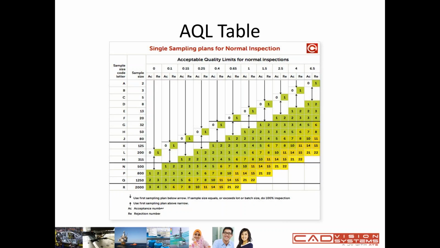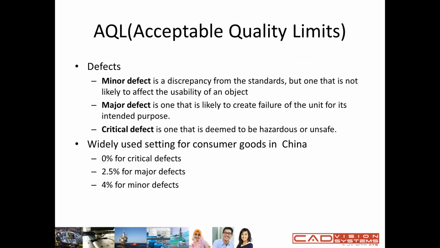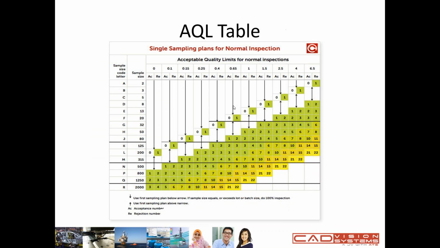For the acceptable quality limit settings, as I said, the most commonly used is 0 for the critical defect, 2.5% for the major defect, and 4% for the minor defects. So you go back to the table with the sample size code L, 200. This 0 will be the critical.